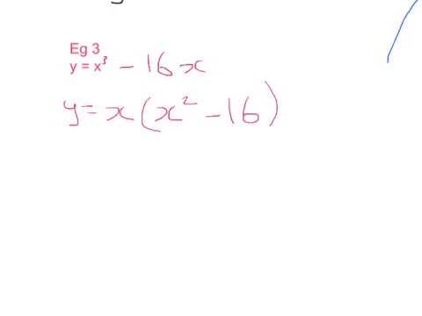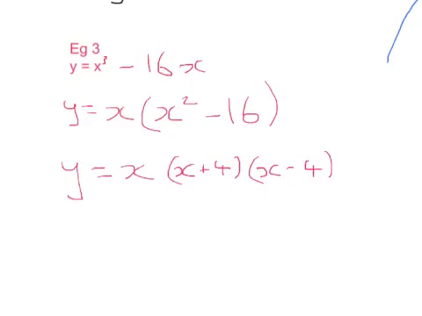Just a little recap. Y equals x, and then I'm going to put this x squared minus 16 into 2 brackets. We know that in the front of the bracket we need to put the square root of this thing. Square root of x squared is quite nice and easy, that's just x. And it's going to be plus and minus the square root of 16. So it's going to be 4 and 4. And we fully factorised it.